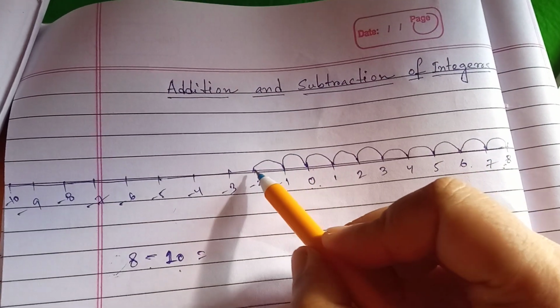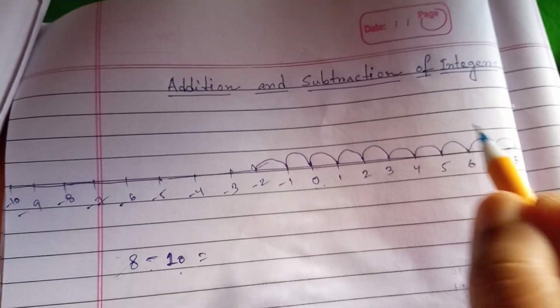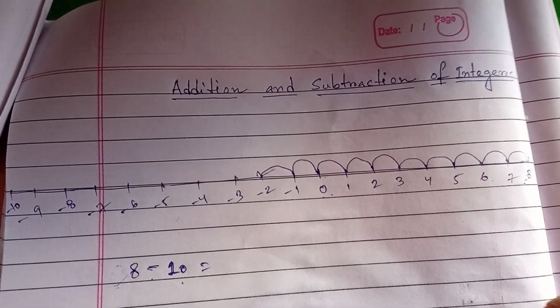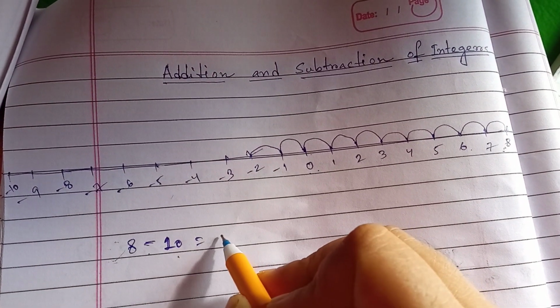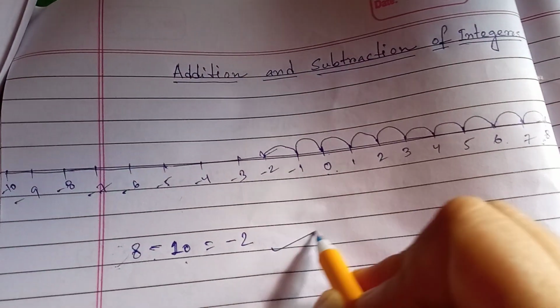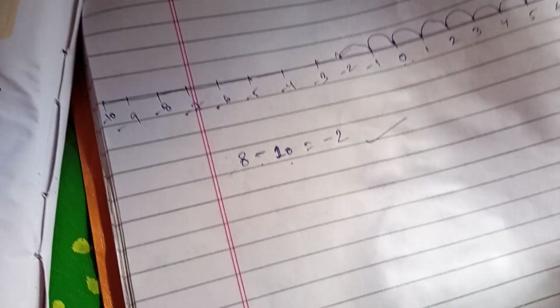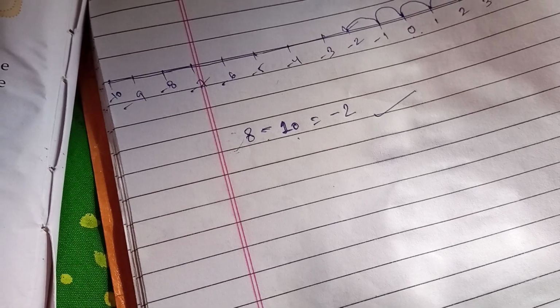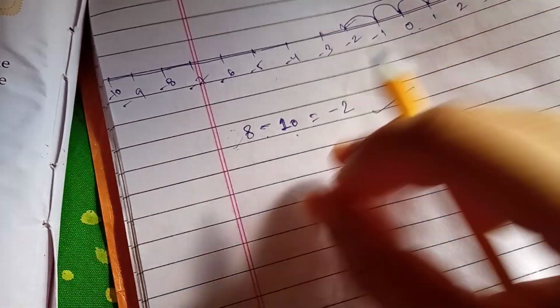After taking the 10 steps to the left of 8, what number will you get? It will be minus 2. Okay, so in this way you have to solve the question. The rest of the questions, students, please try and solve in this way.